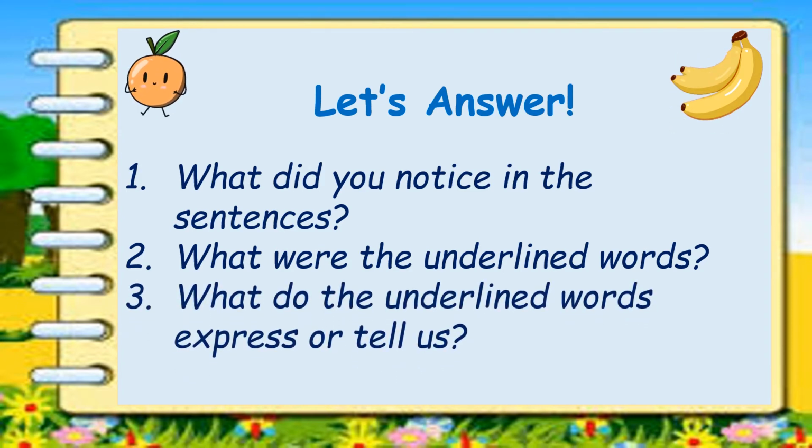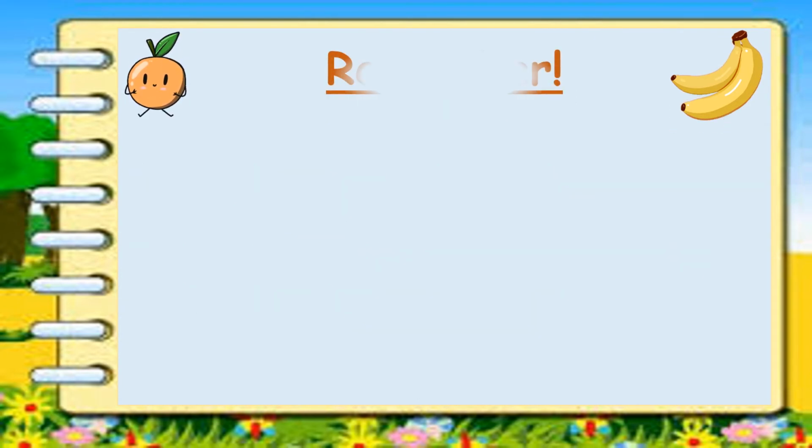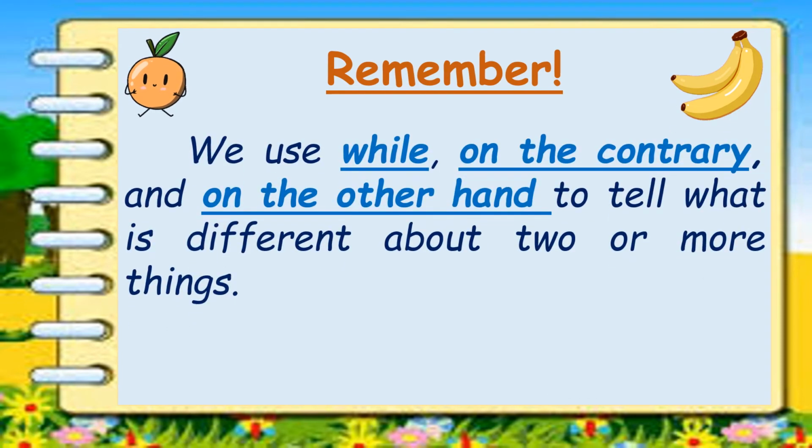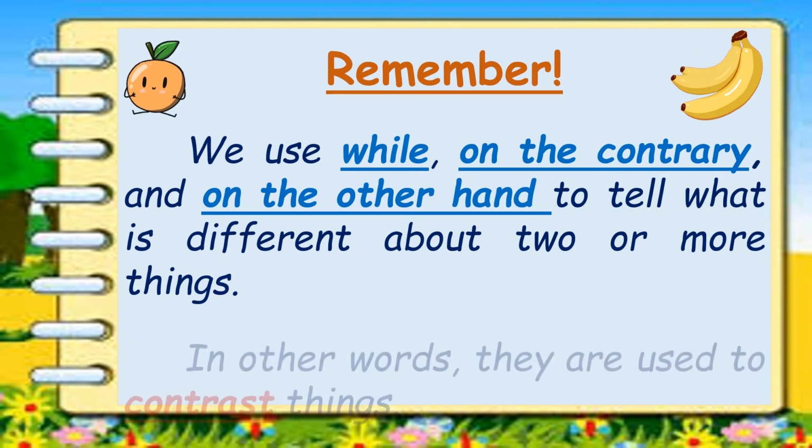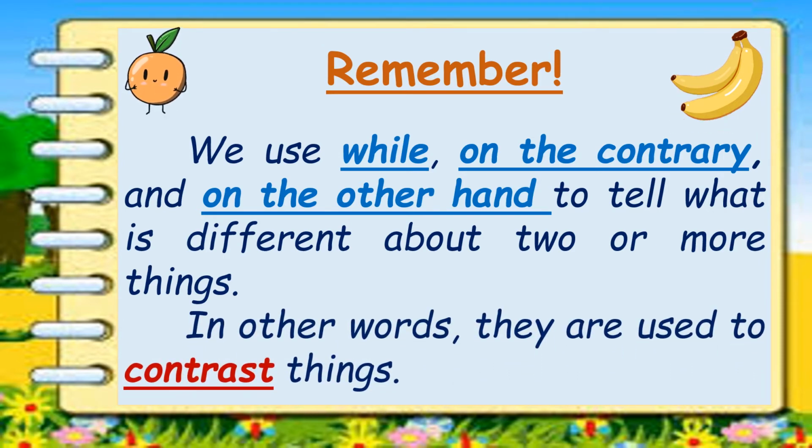So what do these underlined words express or tell us? Wow, you noticed that. So these underlined words seem to express the differences of oranges and bananas. So remember, we use while, on the contrary, and on the other hand to tell what is different about two or more things. In other words, they are used to contrast things.